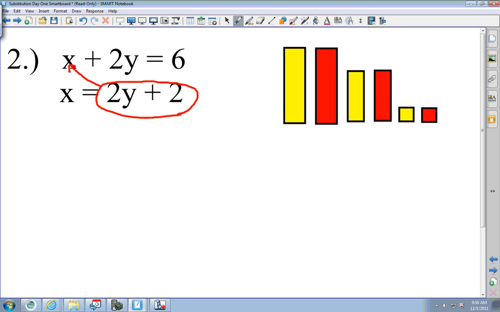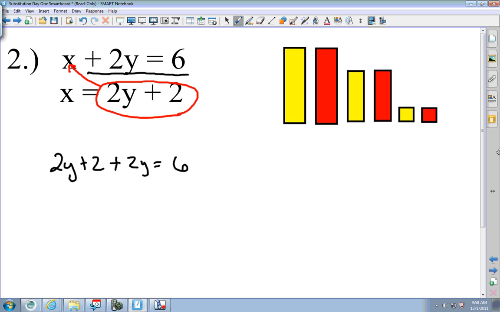Just like in a basketball game, when you substitute in for the game, if x is in the ball game and you're putting somebody in there for him, does that player get to stay in there? No, you got to take him out, right? So the x is coming out. So x comes out, and instead I'm putting in there 2y plus 2, and then write the rest of the equation. Plus 2y equals 6. Okay, so I just substituted it in. You should have this written down.